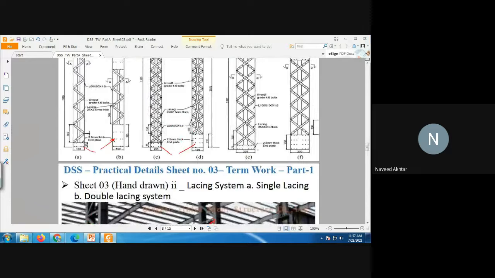So similarly, if you join double flats on both sides of your column, then this is called a double lacing system. Okay, so this is called a double lacing system. In the single lacing system, single inclined flats or angles are provided. In the double lacing system, both ways, the lacing system is there. Okay, so that is the double lacing system.